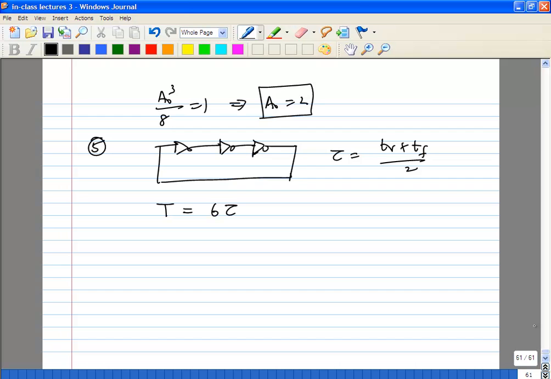Your overall time period is going to be 6 tau. In each case, one of the inverters is going to be either rising or falling, and in one period each one will rise and fall once. In general, if you have n inverters, you'll have 2n tau as the total time period, and you can find the frequency of oscillation based on this.